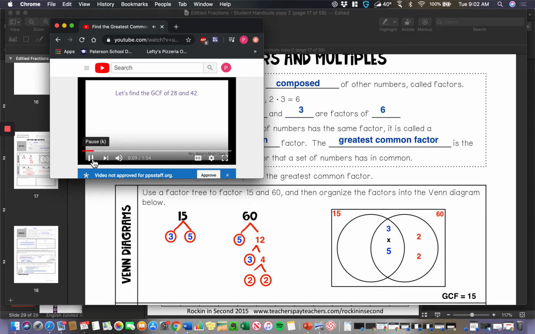Let's find the GCF of 28 and 42. We have to make a factor tree for 28. We can break down 28 into its factors 14 and 2. 2 is prime, but 14 is not. So let's break down 14 into its two prime factors, 7 and 2. Now let's find the factor tree for 42. 42 can be broken down into 6 times 7. 7 is prime, but 6 is not. So we can break down 6 into its two prime factors, 3 and 2.